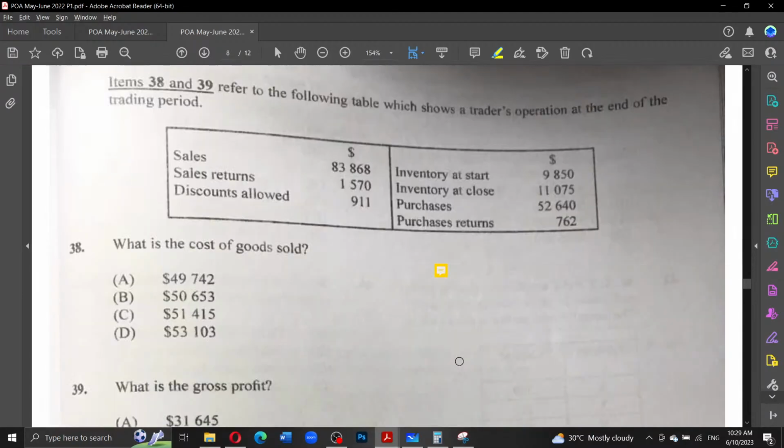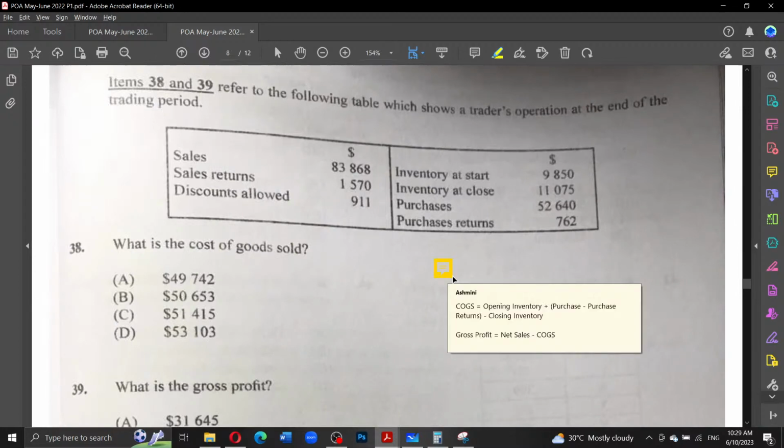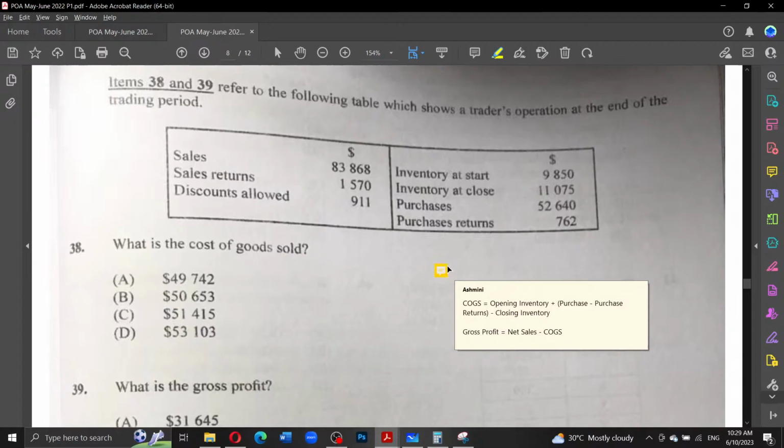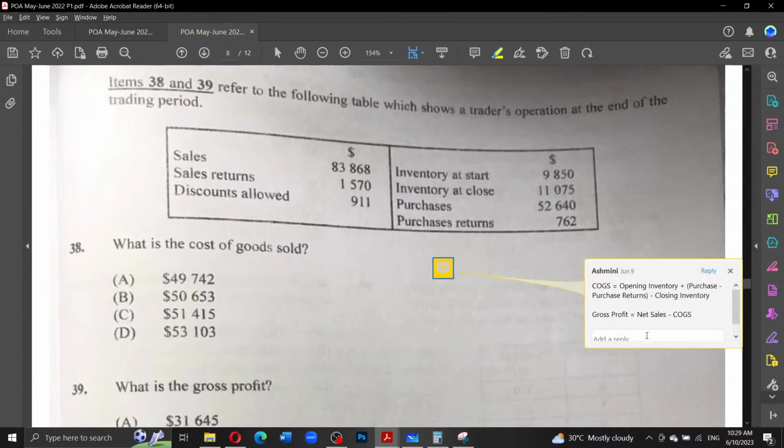Alright, cost of goods sold. I added the formula here. So cost of goods sold, which is also known as cost of sales. To find it, first let's look at this formula here. You have opening inventory plus net purchases, and sometimes you may have carriage inwards. Add carriage inwards, and less closing inventory. This here is the entire formula for cost of goods sold.